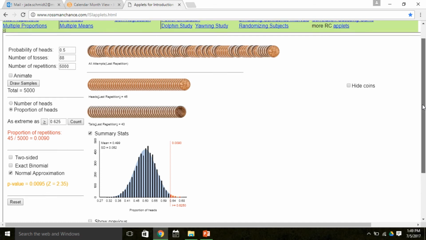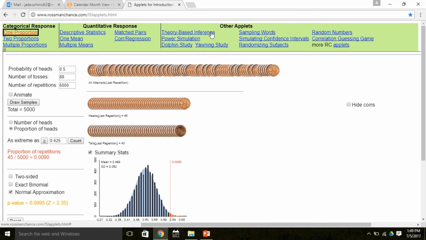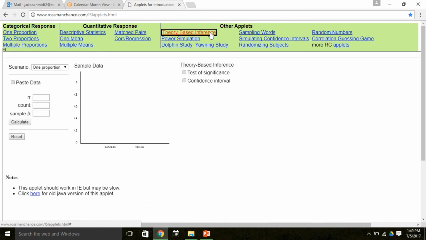I could also get the theory-based approach information from the theory-based inference applet. I'm in the one proportion scenario because I'm working with one categorical variable. When that changes, you can change scenarios here. I still have a sample size of 88. In the count, I'm going to write the number of successes, 55. Notice that the sample proportion will automatically pop up. I could reverse that and put in my sample size, 88, and my sample proportion, 0.625, and this count number of 55 would come automatically.